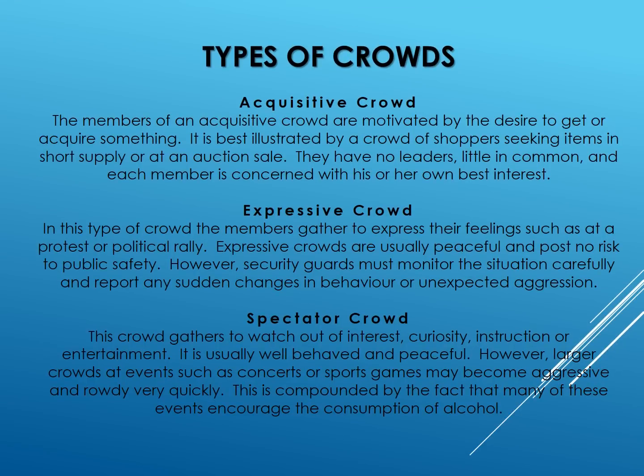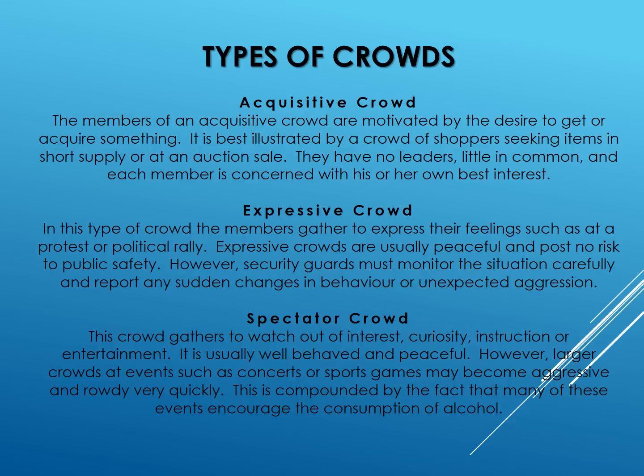Types of crowds. Acquisitive crowd. The members of an acquisitive crowd are motivated by the desire to get or acquire something. It is best illustrated by a crowd of shoppers seeking items in short supply or at an auction sale. They have no leaders, little in common, and each member is concerned with his or her own best interest.